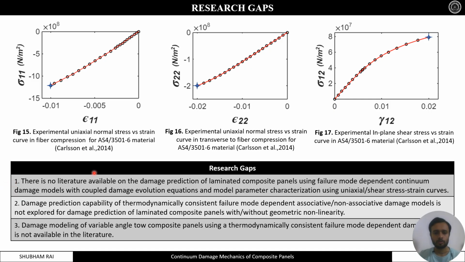The first one is there is no literature available on damage prediction of laminated composite panels using a failure mode dependent damage model which is characterized using all the points of the uniaxial or shear stress strain curves. The second one is that the damage prediction capability of a thermodynamically consistent and failure mode dependent damage model is not available in the literature. And the third one is that damage modeling of variable angle tow composites using a failure mode dependent and thermodynamically consistent damage model is not available.